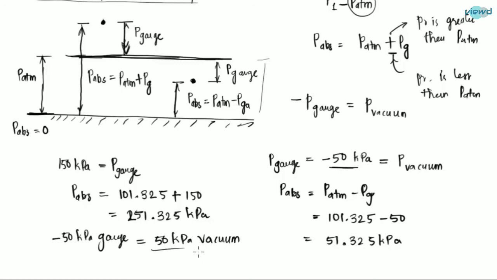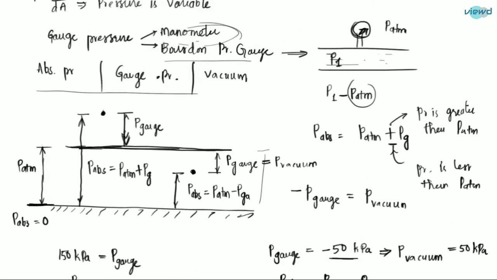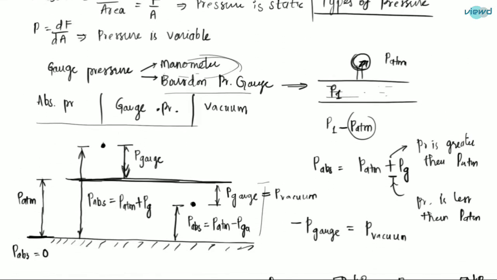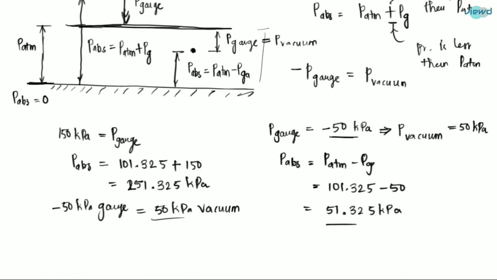If anyone says 50 kPa vacuum, what does it mean? The absolute pressure is 51.325. So this can also be written as P vacuum. This is very important. Many people confuse negative gauge pressure and vacuum, and this is what it is. So here P vacuum is equal to 50 kPa, and that's it. These are the very important types of pressure we need to consider.